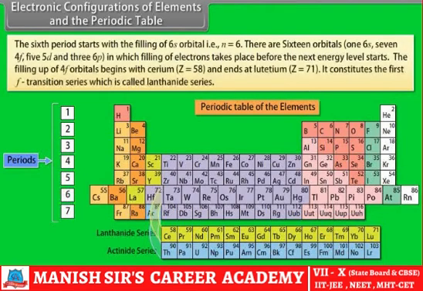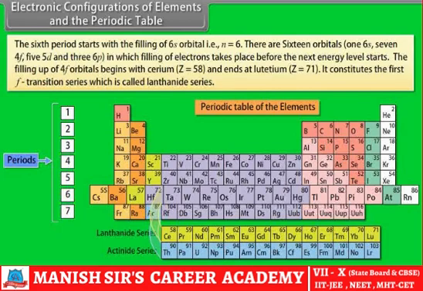The sixth period starts with the filling of 6s orbital, that is, n equals 6. There are 16 orbitals, one 6s, seven 4f, five 5d and three 6p, in which filling of electrons takes place before the next energy level starts.